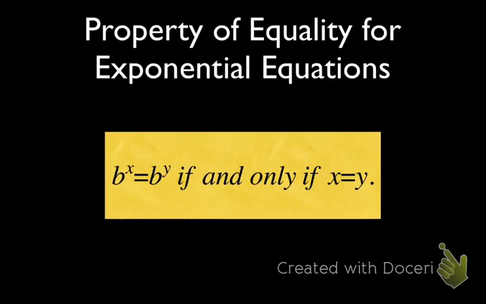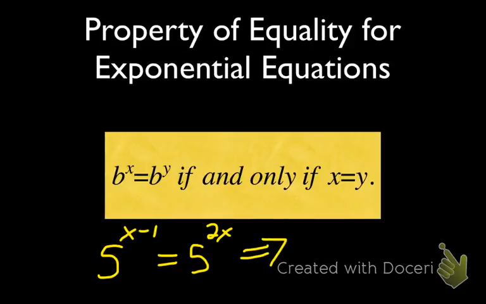I don't want you to make this any harder than it is. It's things like if I had 5 raised to the x minus 1 equal to 5 raised to the 2x. Right? All this is saying is that if the bases are the same, this can be simplified to x minus 1 equals 2x, and that's something that we could solve for x, right?